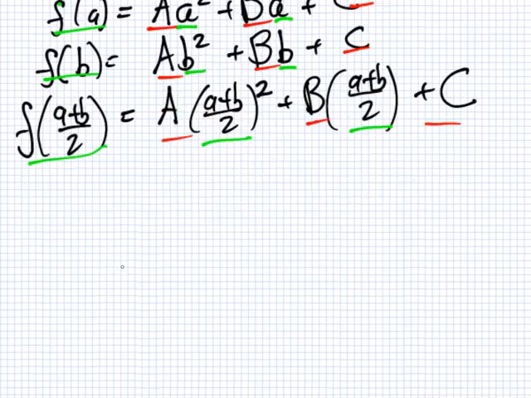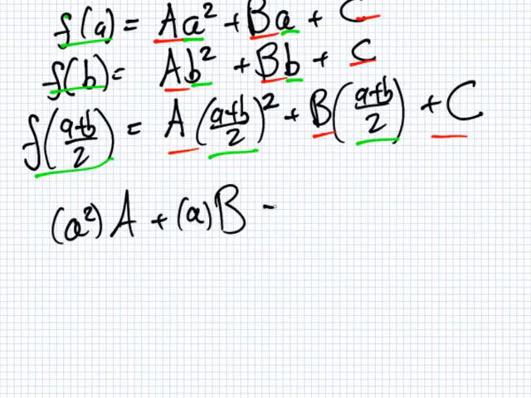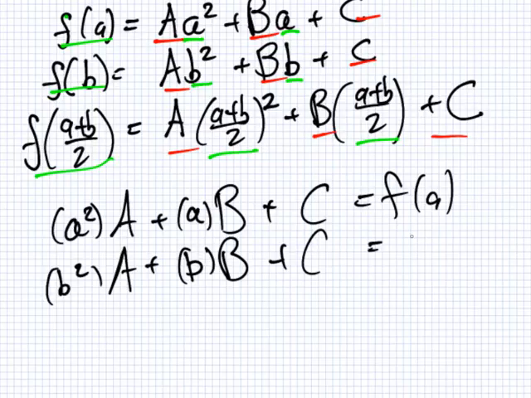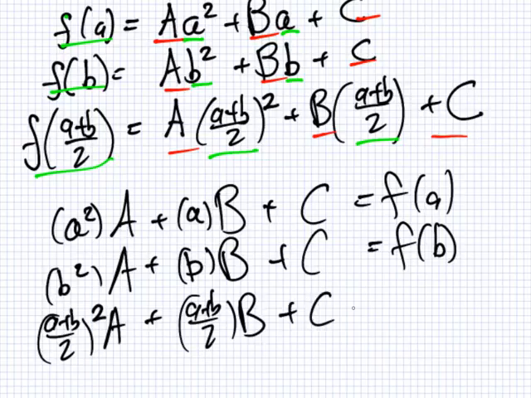You don't have to write this again, but if you want, it's like a linear problem. You have a·a squared plus b·a plus c equals f(a). And then you have here a·b squared plus b·b plus c equals f(b). And then here we have a times ((a plus b) over 2) squared plus b times ((a plus b) over 2) plus c equals f of (a plus b) over 2. So we're looking for a, b, c.